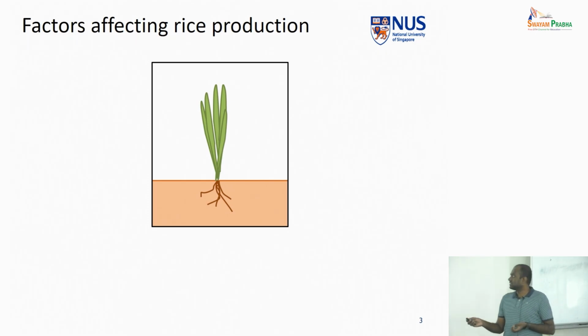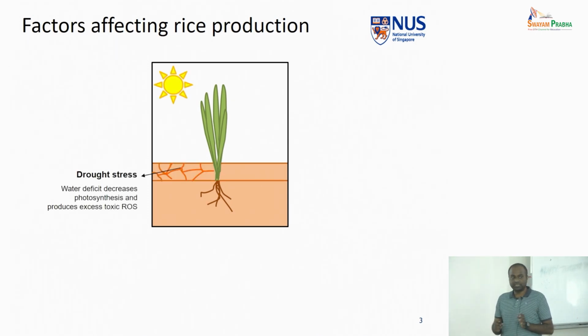This is a cartoon showing rice plants subjected to various stresses. First and foremost, they could experience drought stress. Drought stress contributes to water scarcity, and its impact is that, because there is a lack of water, photosynthesis will be reduced, and it will also produce excess amounts of toxic reactive oxygen species, mainly because of the oxidative mechanism it will try to use.